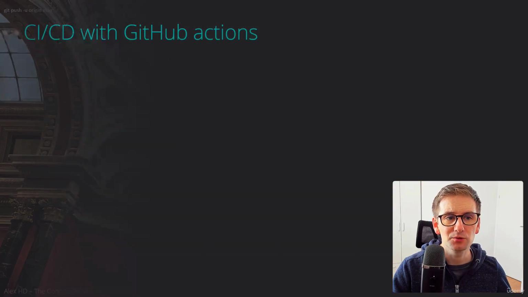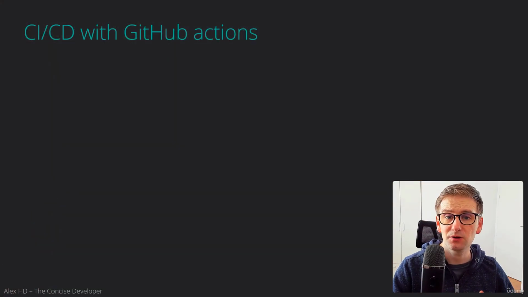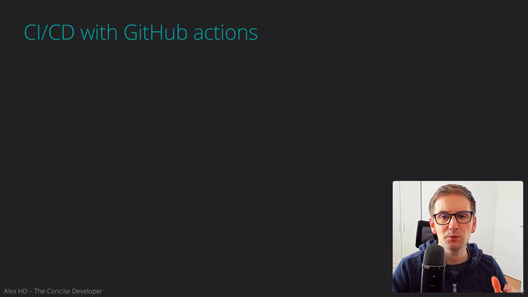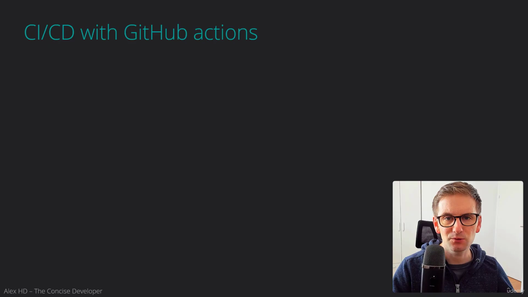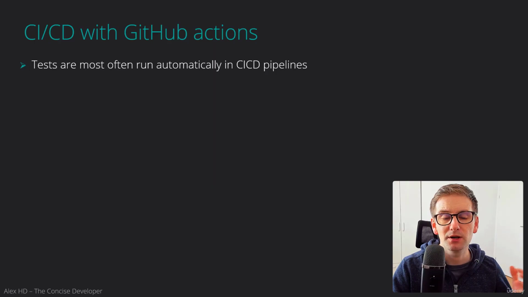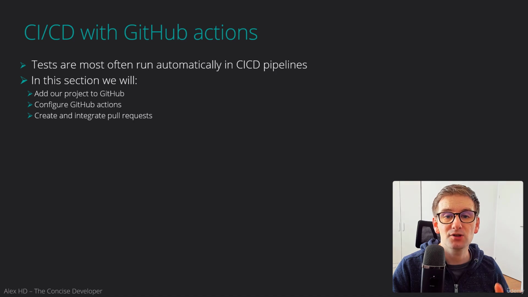Hi and welcome to a new section, a section in which we won't talk too much about React testing, but we will talk about a place in which most of the time the tests will be run, and that is a CI/CD pipeline. So in this section we will talk about CI/CD with GitHub Actions, because most of the time, as I said, tests are run inside a CI/CD pipeline.